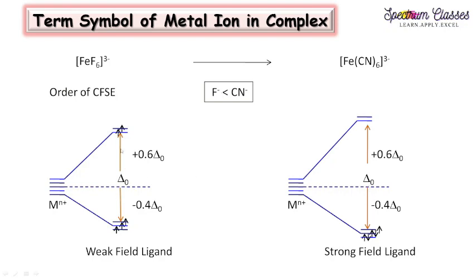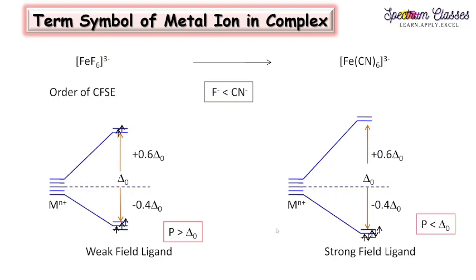For a weak field ligand, this delta 0 is smaller as compared to that for the strong field ligands, and the pairing energy is greater than the crystal field stabilization energy. It means that pairing these electrons with each other will take more energy as compared to keeping them unpaired. So in a weak field ligand, we have unpaired filling of electrons: one electron is filled in the t2g set, then we move to the eg set.